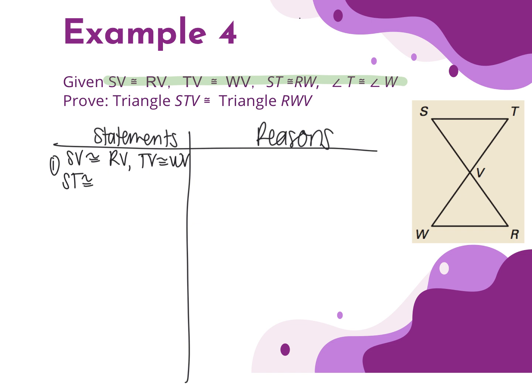ST is congruent to RW. And angle T is congruent to angle W. And how do I know? It's given. I want to prove that these two triangles are congruent.